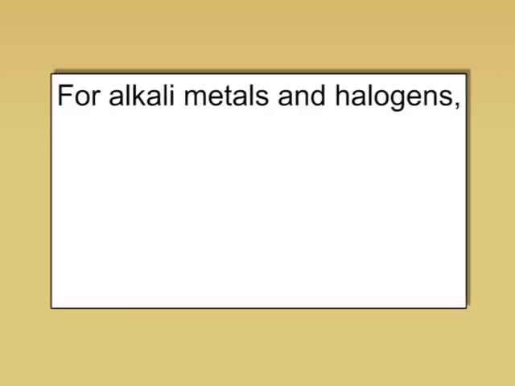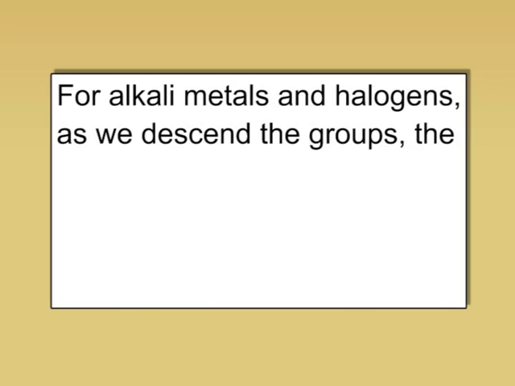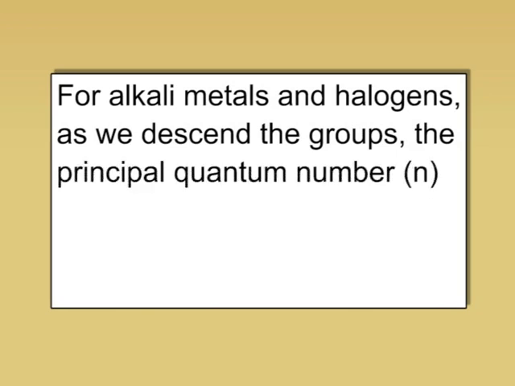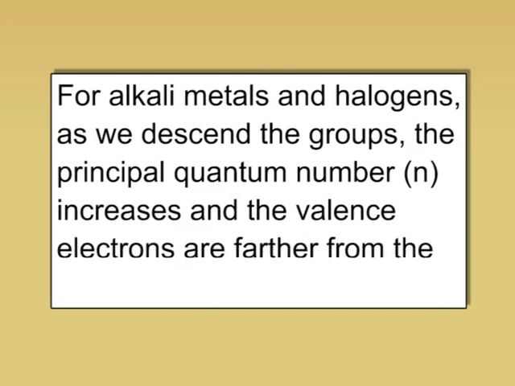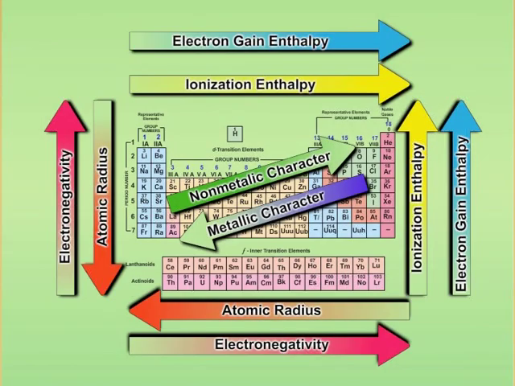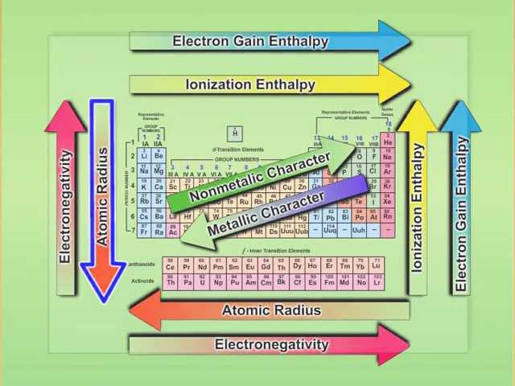For alkali metals and halogens, as we descend the groups, the principal quantum number n increases, and the valence electrons are farther from the nucleus. This is because inner energy levels are completely filled with electrons, which serve to shield the outer electrons from the pull of the nucleus. Consequently, the size of the atom increases as reflected in the atomic radii.